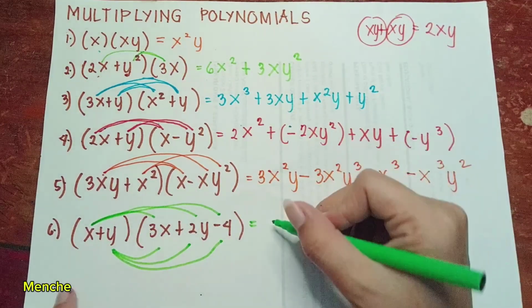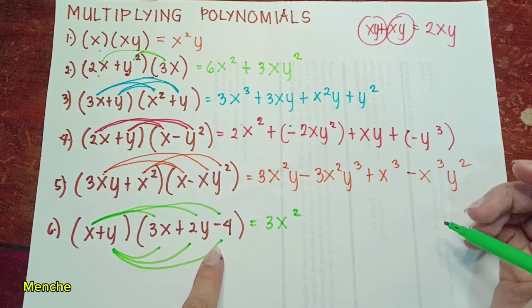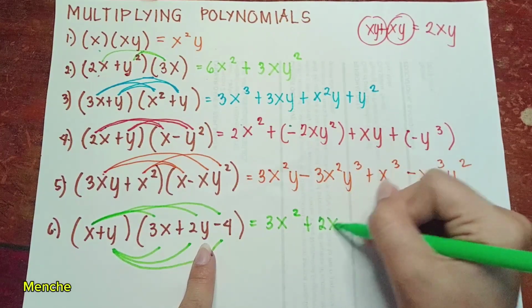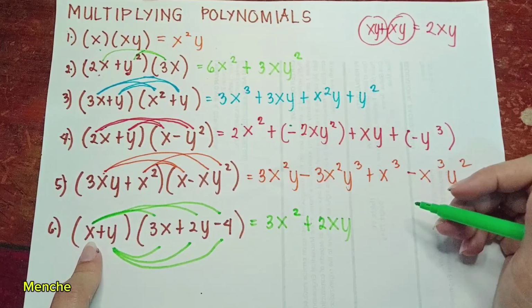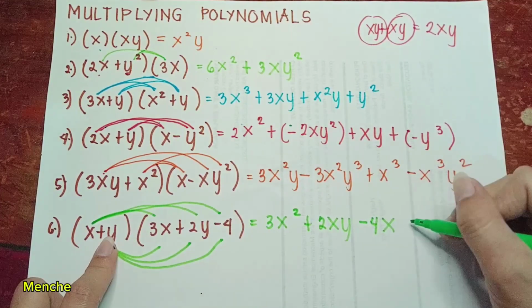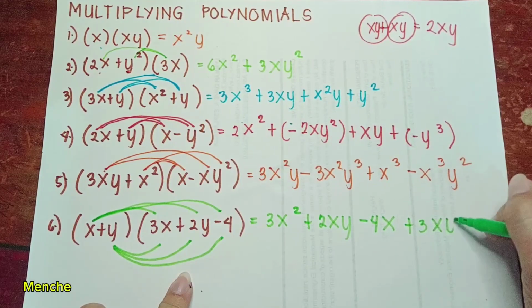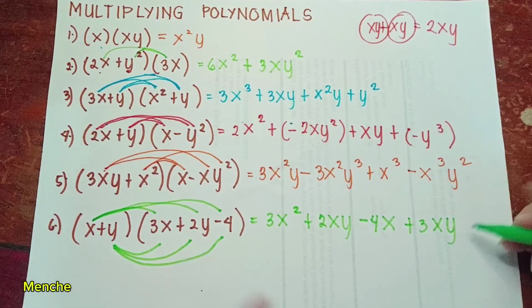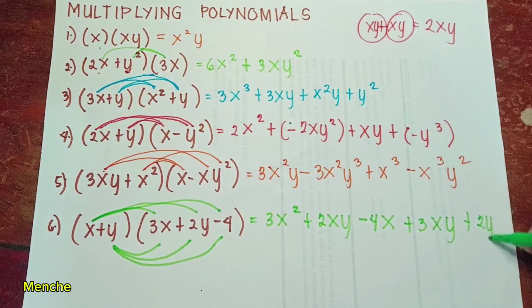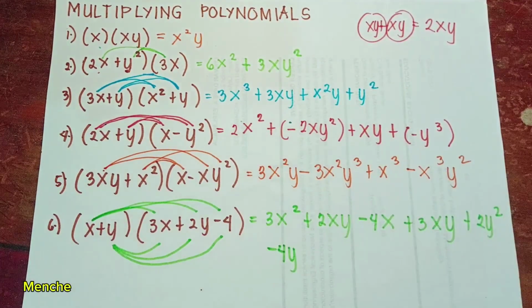X times 3x, that is 3x squared. Next, x times 2y, that is 2xy. And then x times negative 4, that is negative 4x. Now we go with y times 3x, that is 3xy. Then y times 2y, that is plus 2y squared. Then y times negative 4, that is negative 4y.